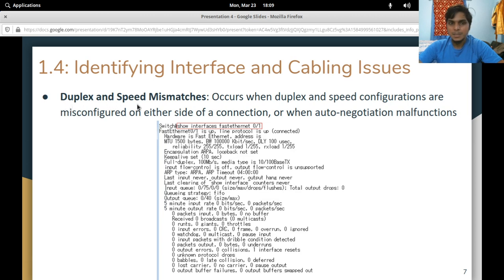We may also have duplex or speed mismatches. You'll see here, if we do a show interface and then the interface name, we see the speed and the duplex. Full duplex, 100 megs, and it even tells you the media type. You can see it easily on this single line here. The interface could only support 10/100, which means it could operate at either 10 megabits per second or 100 megabits per second, and we are at 100 megabits per second. So this link is operating optimally.